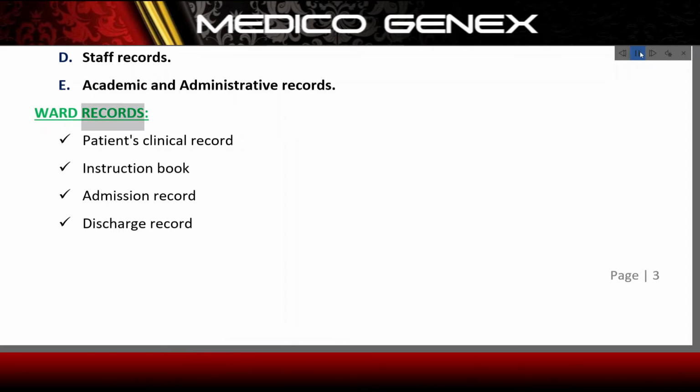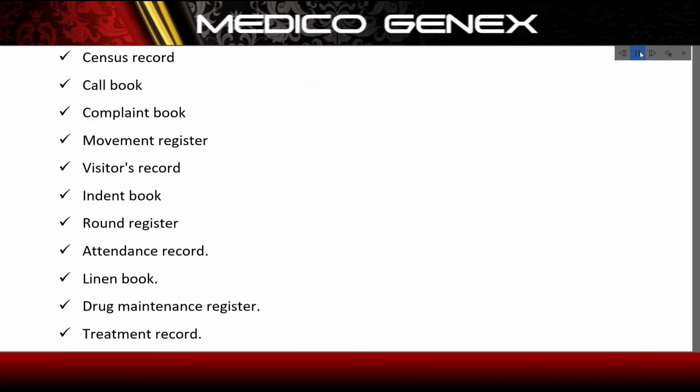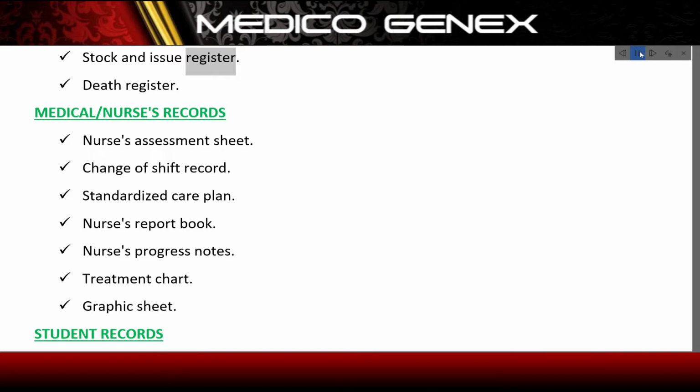Ward records. Patient's clinical record. Instruction book. Admission record. Discharge record. Census record. Call book. Complaint book. Movement register. Visitors record. Indent book. Round register. Attendance record. Linen book. Drug maintenance register. Treatment record. Stock and issue register. Death register.